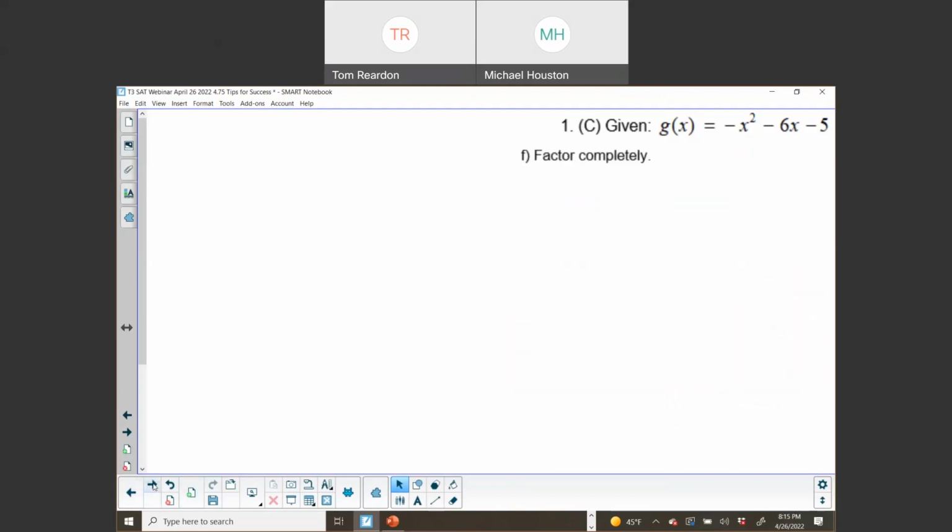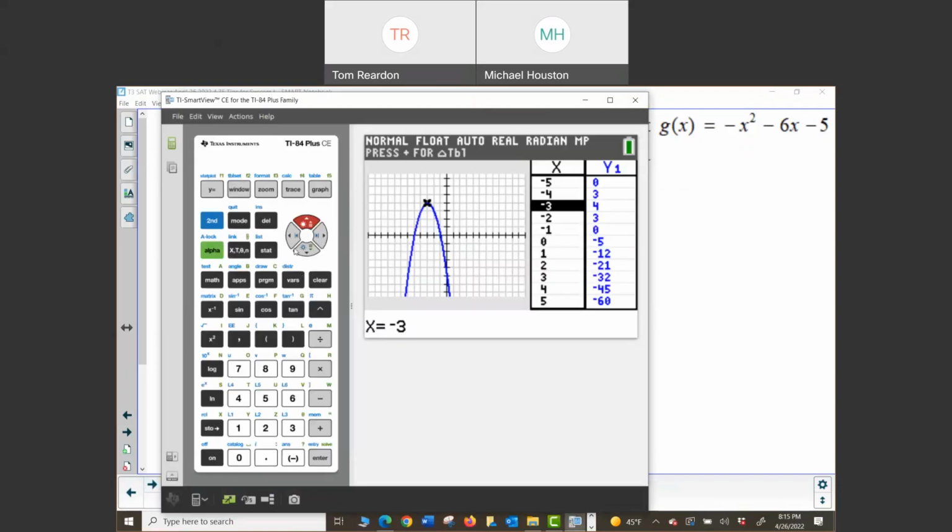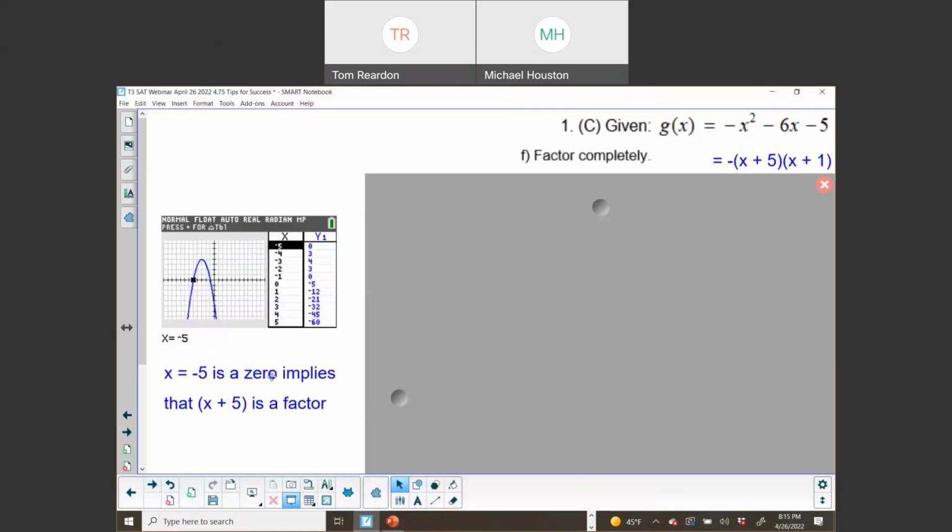Now, factoring. I really like to have students factor using a graphing calculator when they're stuck, to make use of the factor theorem. So for this one right here, I can see that there is a 0 at x equals -1, and then also a 0 at x equals -5. That's where I can connect the zeros to the factors. So remember that if x equals -5 is a 0, that's because x plus 5 is a factor.